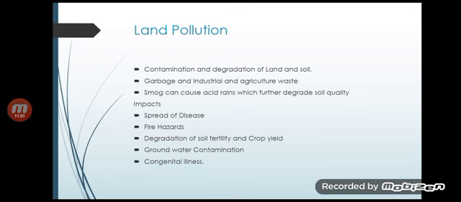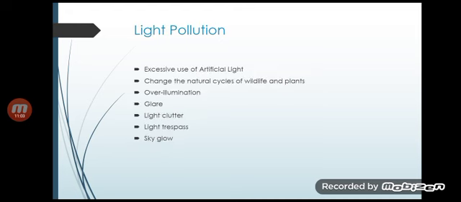These were the most significant types of pollution. There are also less significant types of pollution, but they are equally concerning, like light pollution. Light pollution is the excessive use of artificial light. What it does is change the natural cycles of wildlife and plants and even humans as well. We know the causes of light pollution. The main cause is the excessive light that we use during the nights, excessive light in grounds and markets and other places.